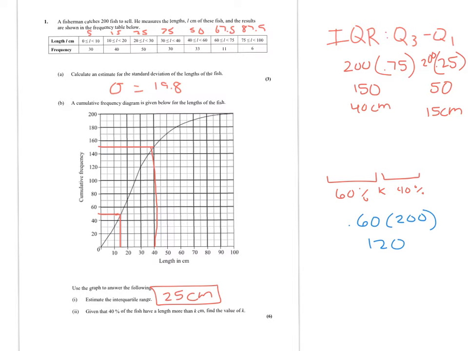That gives us the 120th fish. I'm sorry, the 120th fish is the 60th percentile fish. So we're going to look at the 120th fish, and as we come down, that is 30 centimeters.